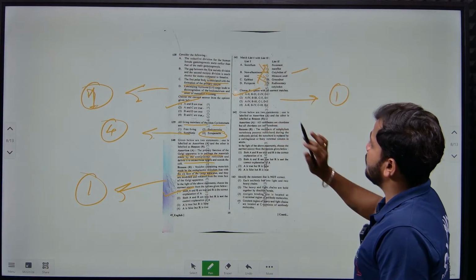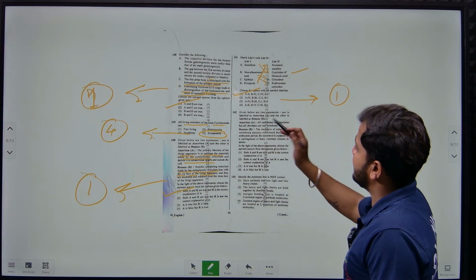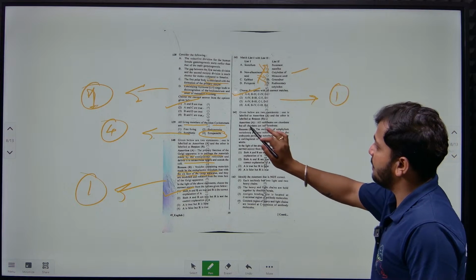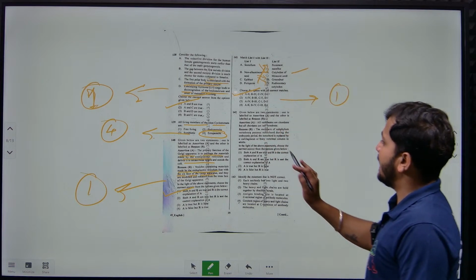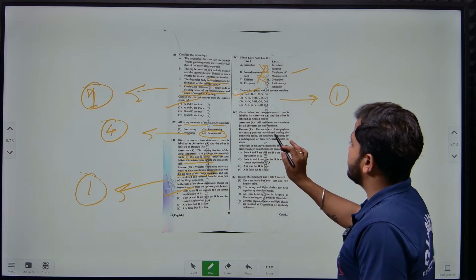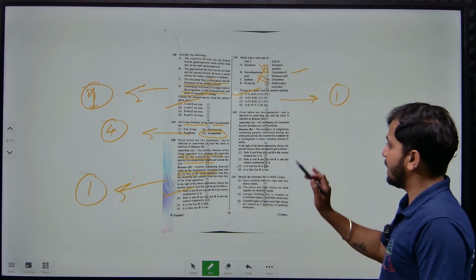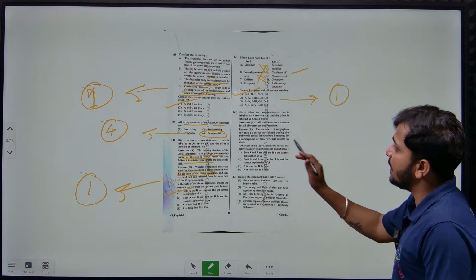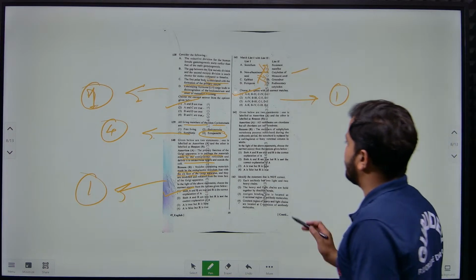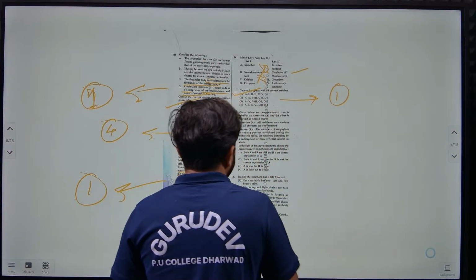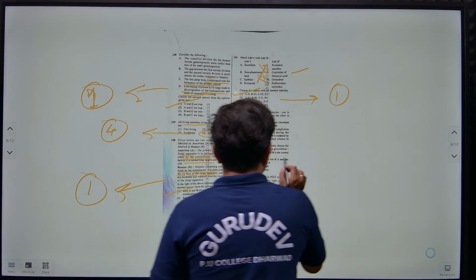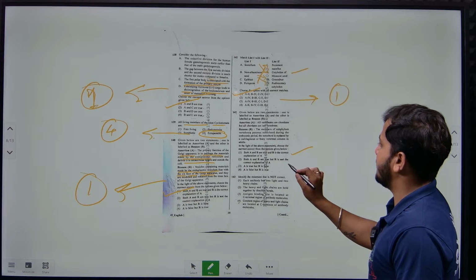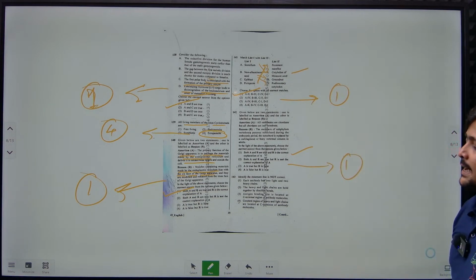Then given below are two statements. One is labeled as assertion, and the other is reason. So here, all vertebrates are chordates, but all chordates are not vertebrates. Then the members of subphylum vertebrata possess notochord during the embryonic period. Then the notochord is replaced by a cartilaginous or bony vertebral column in adults, right? So according to that, majorly option 1 is correct. That is, assertion and reason are true, and reason is a correct explanation of assertion. That is, option 1 is correct, right?